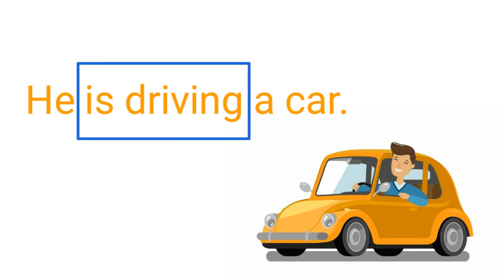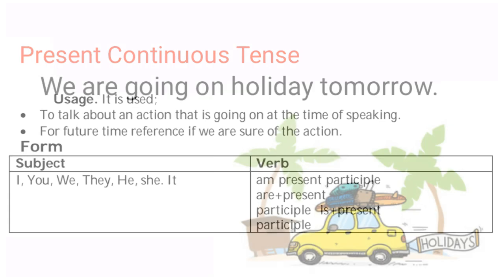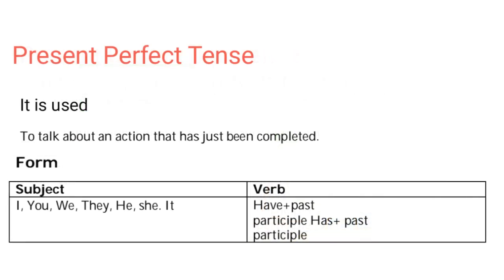The next usage is for future time reference if we are sure of the action. Okay, look at this example. We are going on holiday tomorrow. Something which is going to happen in a future time is also referred to in present continuous tense. Look at the verb form, are going. Okay. That's all. The next one, present perfect tense.